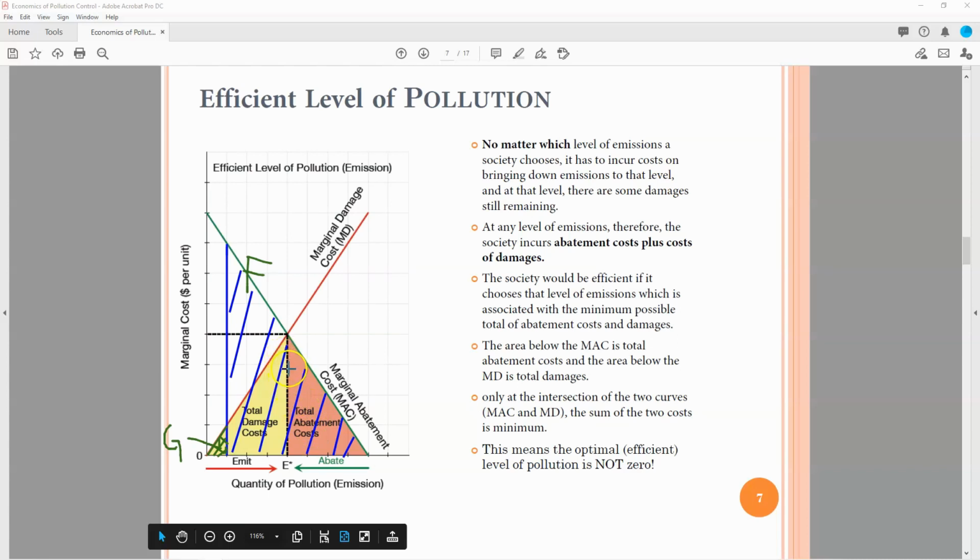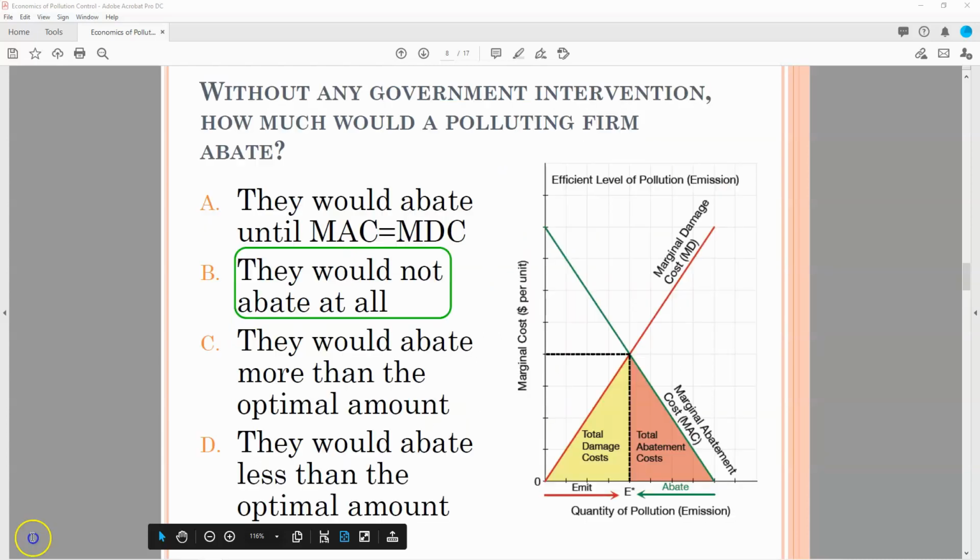So from those three examples, we can say the optimal level of pollution, or the optimal level of abatement, is achieved when the marginal damage cost is equal to the marginal abatement cost.